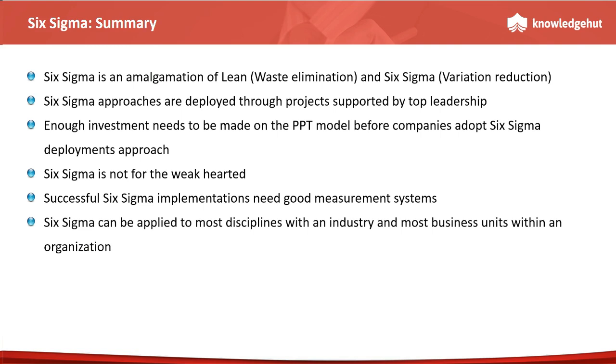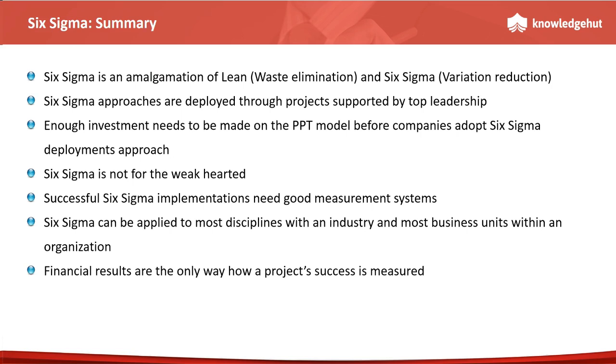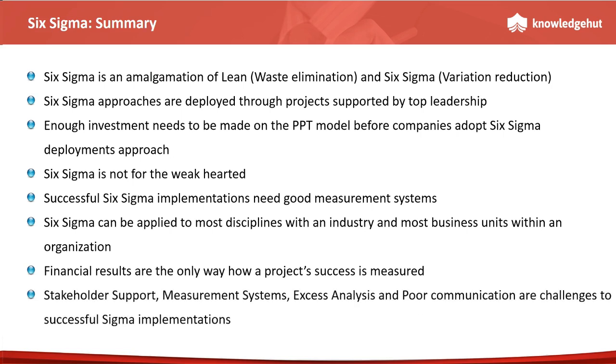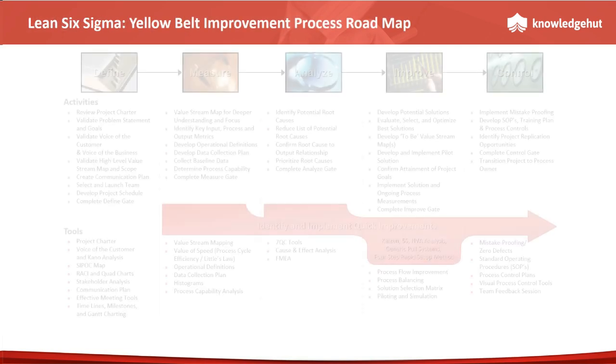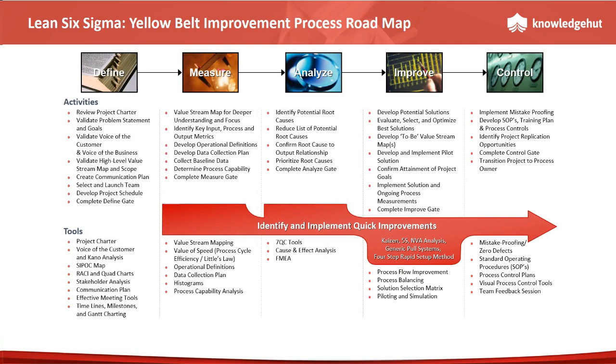Six Sigma can be applied to most disciplines, as we discussed some time ago, within an industry and most business units within an organization. Financial results are the only perfect measure of how project success is measured. Always talk in terms of dollars. Stakeholder support, measurement system, excessive analysis, and poor communication are challenges to successful Six Sigma implementation and need to be taken care of.